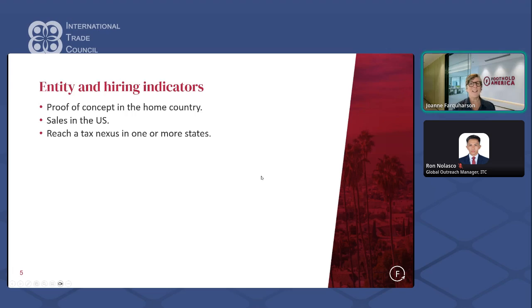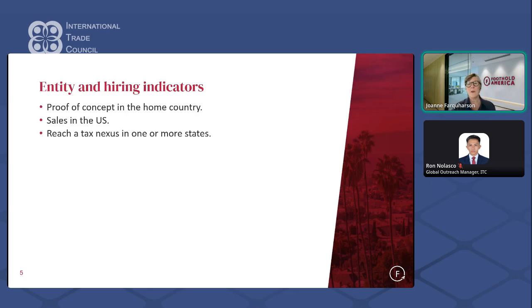Sometimes what makes companies realize it's the right time to expand is that they reach what is called a tax nexus in one or more of the states. So if you are considering the US, you probably know it's one country, 50 states. Some things are done on a federal level with one law for everyone. But many things like hiring and insurance and tax are done on the state level.